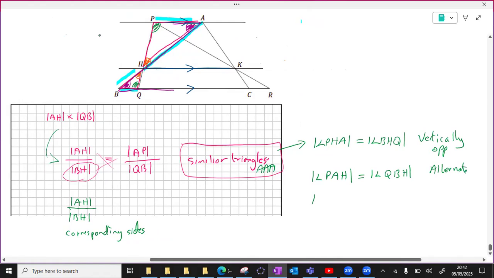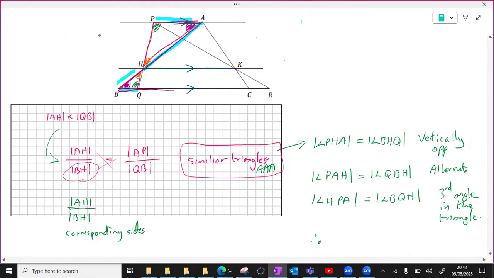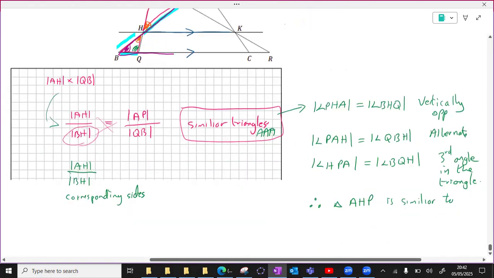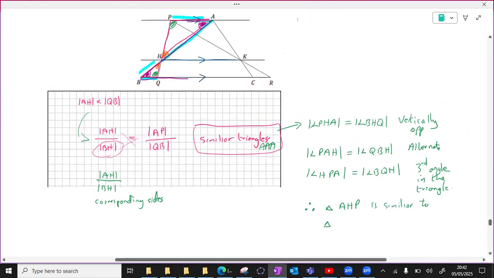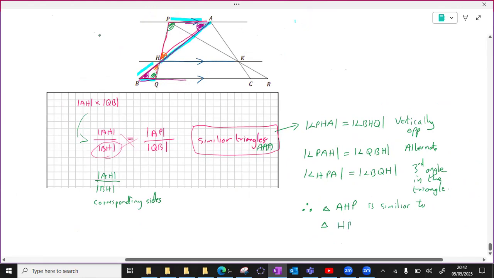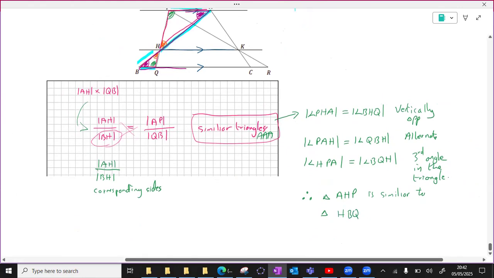And then finally, the green ones, we can say that the angle HPA is equal to the angle BQH because it is the third angle in the triangles. So in other words, if the other two are the same, the third one has to be. So therefore, triangle AHP is similar to the triangle HBQ. And if they are similar, then that means what we're about to do here.